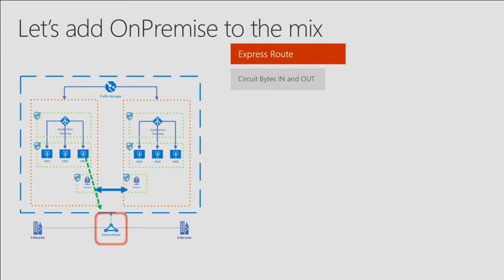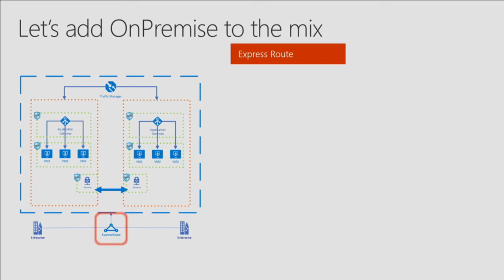So for ExpressRoute, you've got things like bytes in and out so that you get to know how much traffic is flowing in. And along with that, the connectivity itself is a bit interesting on ExpressRoute. And how many of you are using ExpressRoute circuits over here?